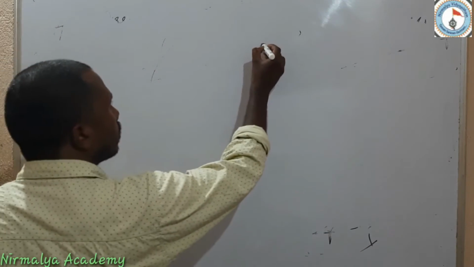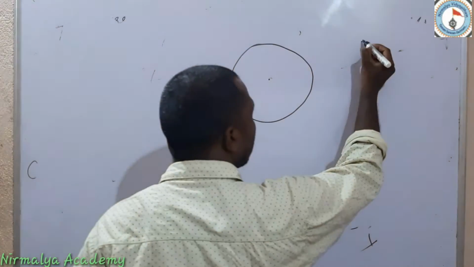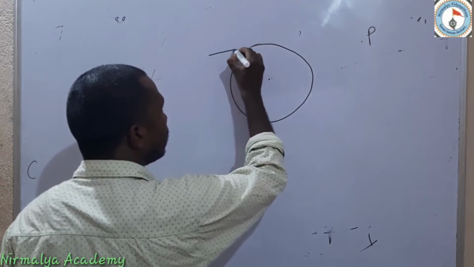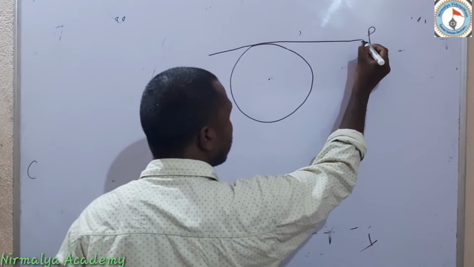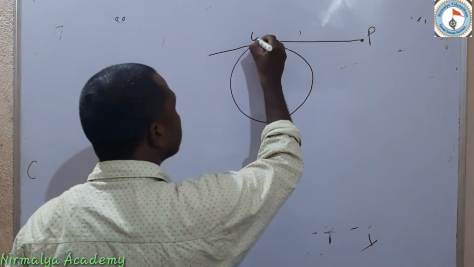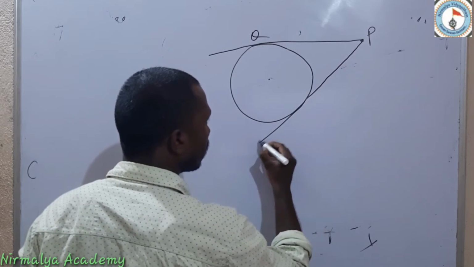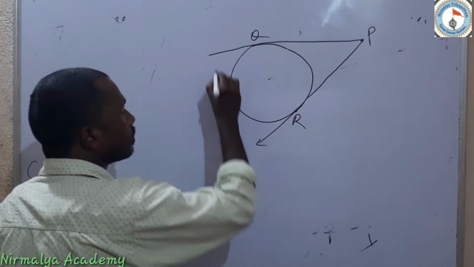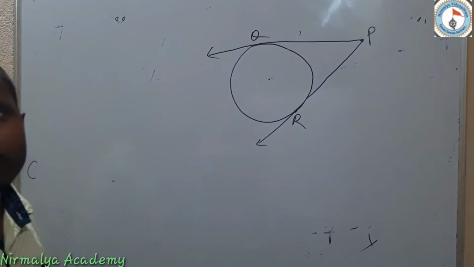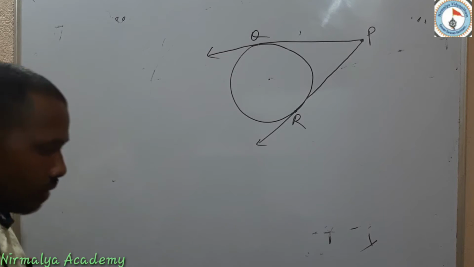So, length of tangents, as you know, if a point P lies outside the circle, then the distance between the point and the point of contact is the length of tangent. In this case, PQ and PR. These are the lengths of tangents, that is PQ and PR. This distance will be equal, we have to use that, that is the lengths of tangents drawn from an external point to a circle are equal in length.